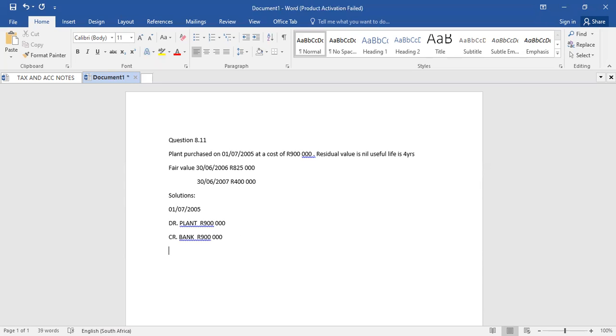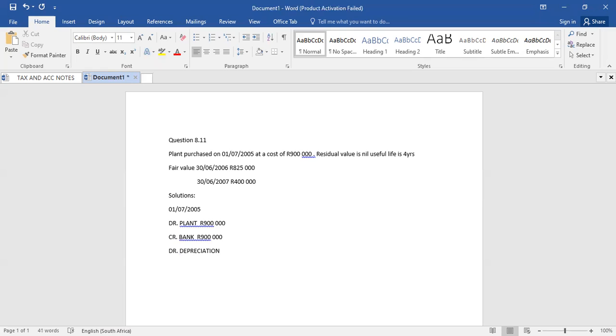So remember, if a fair value is given at the end of the year, our year starts on 1 July 20x5 and ends on 30 June 20x6. Then we first calculate depreciation before checking whether we have a revaluation surplus or revaluation expense. So the following journal entry will be depreciation at the end of 30 June 20x6.